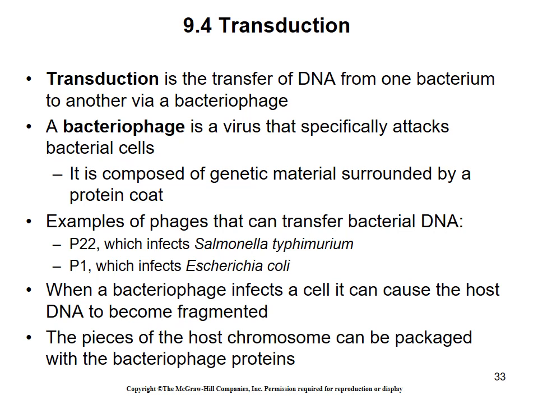And we've done lots of research on these before. You can look up some of the papers that they've done. Some of the most popular phages include P22, which does a lot of work with Salmonella. E. coli tends to often be infected with P1.